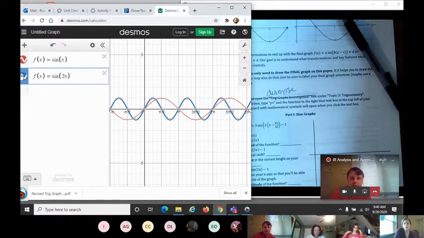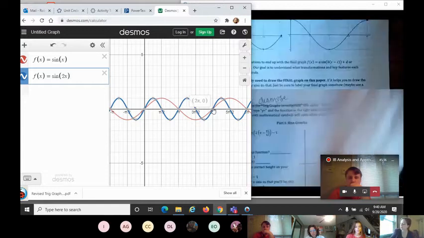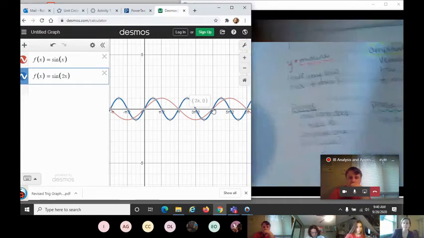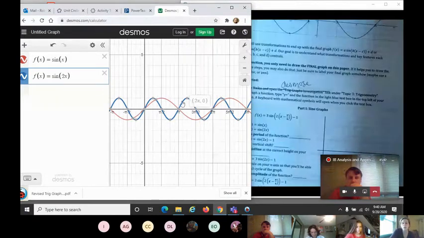Yeah, good, Heath. So our amplitude is the same, right? The same height, same minimum. Our midline's the same. They both hit their midline point at the same time on that axis. Let's see what else was in our vocabulary. Our amplitude is the same. Our phase shift is the same. They both start at 0. So the only thing left is our period.